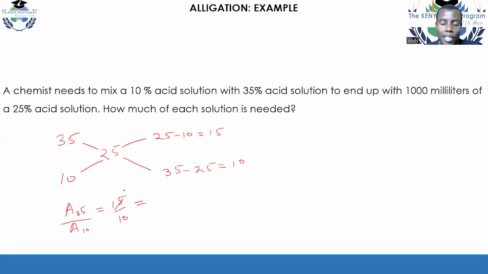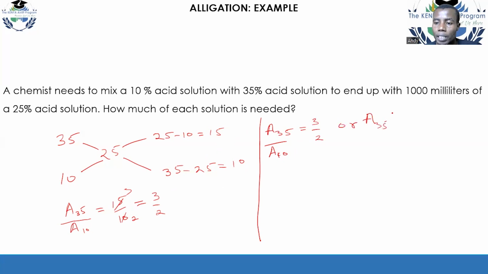You can reduce further by dividing by 5. 15 divided by 5 is 3, 10 divided by 5 is 2. So 3 over 2. So we have acid 35 over acid 10 as 3 over 2, or the ratio of acid 35 to acid 10 is 3 to 2. But what does the question require? We have that the total volume of the solution is 100 milliliters. We want the volume of each.